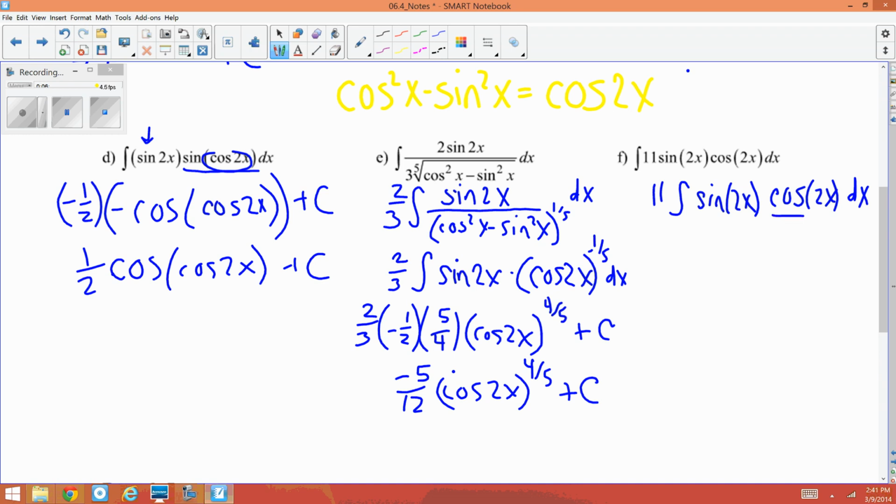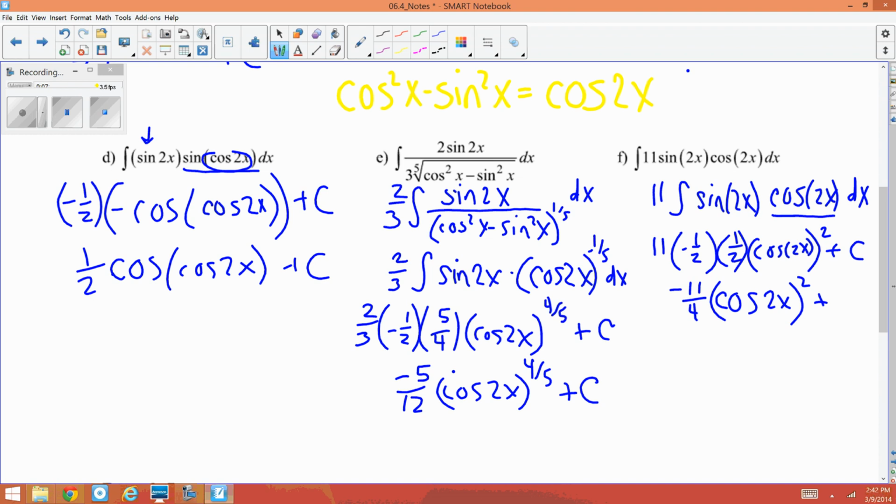So I just have this function here to the 1st power, and I have the derivative. Okay, almost. I need to correct it by putting that negative 1/2 there. Now it's just the power rule. Okay, add 1 to the power, so we have this function. Add 1 to the power, divide by the new power, and don't forget your plus c. So we get negative 11/4 cosine of 2x squared plus c. That's it. Alright, still not too bad.